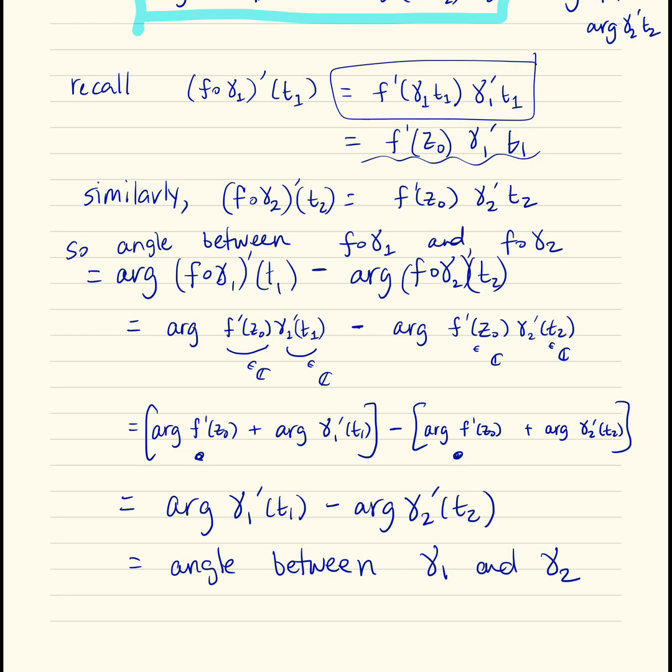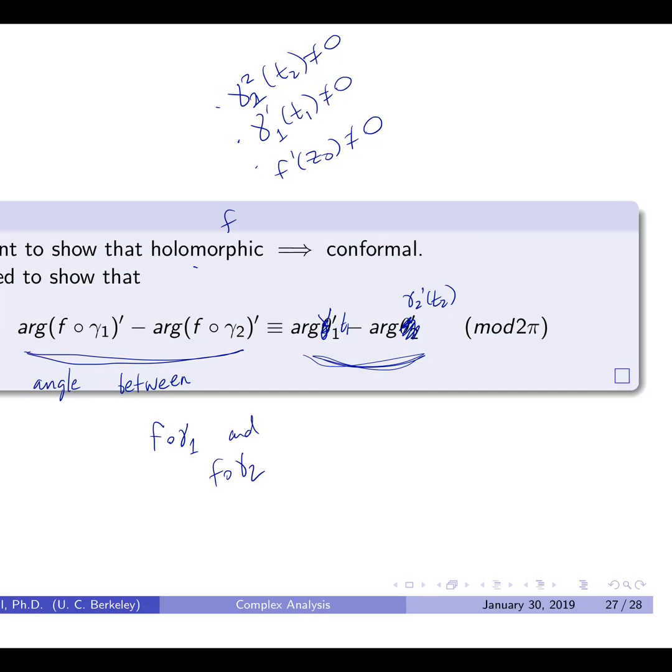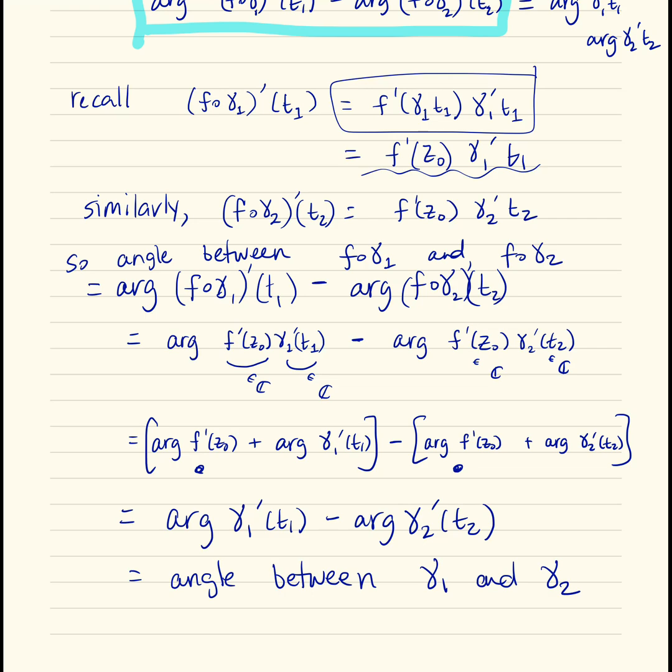So now one of the questions you might be asking is, where did we use the hypothesis that this f prime of Z naught is not equal to 0? And here's where we used it. We used it when we went from here to here. So when we say that the argument of the product is the sum of the arguments, we're able to do that and have that be well defined because our derivatives aren't 0. Okay?